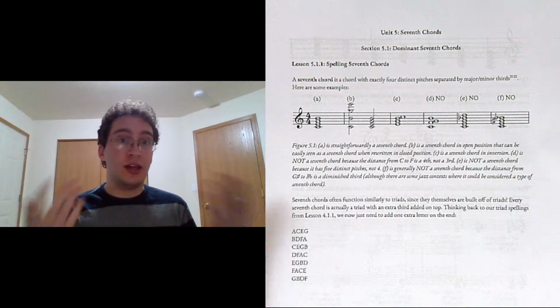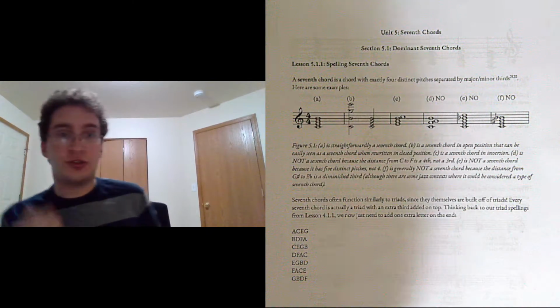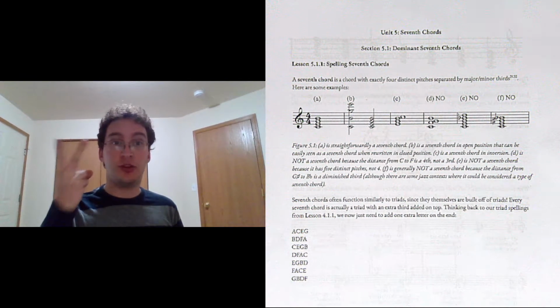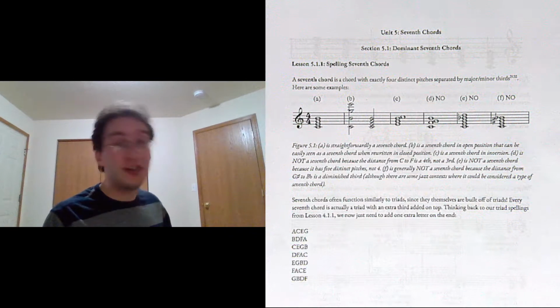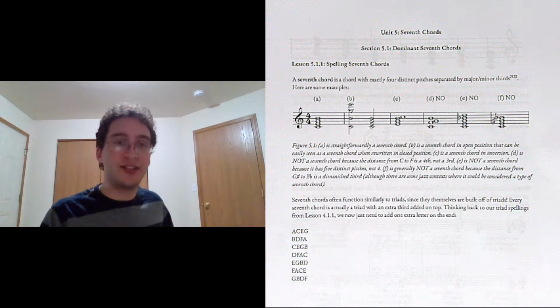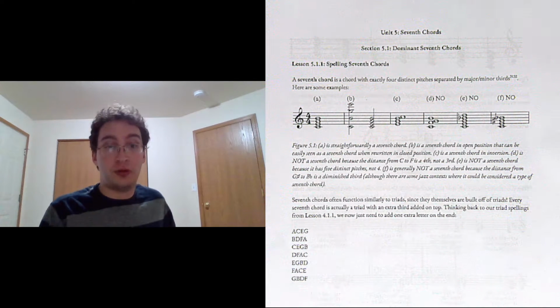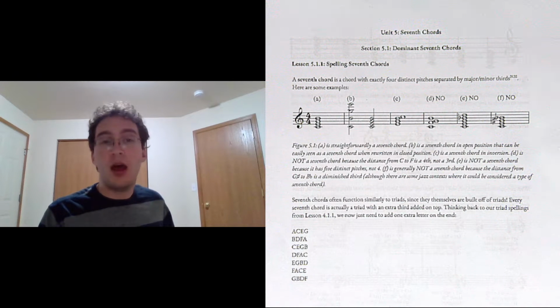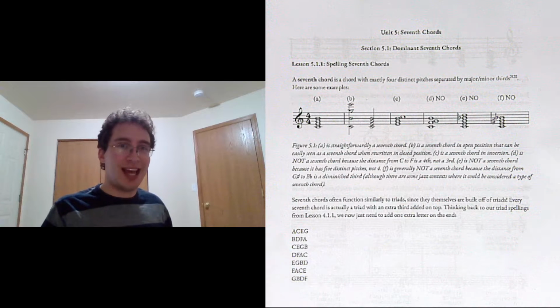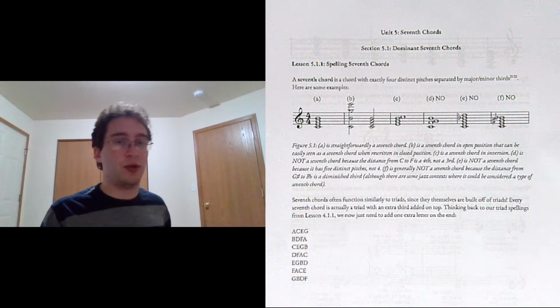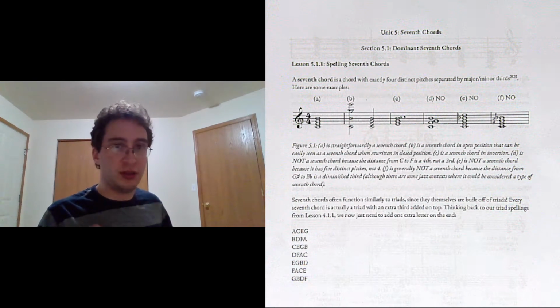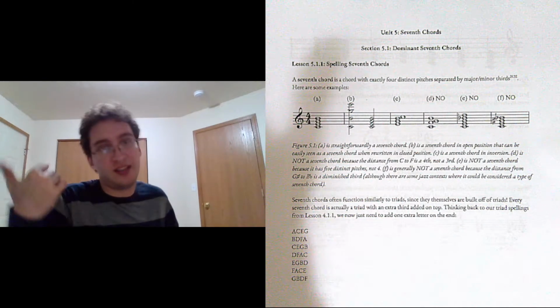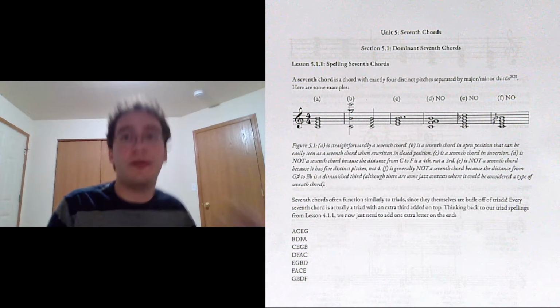So, in Unit 4, we focused our attention on triads, which have 1, 2, 3 different notes. That's why they're called triads. So, we're going to add a fourth note now, which you might expect will be called a tetrad. Unfortunately, this is not the case. Instead, we call them a seventh chord, because the distance between the root and that fourth note is a seventh. So that's where the name comes from.